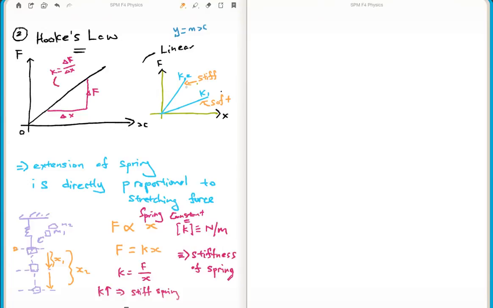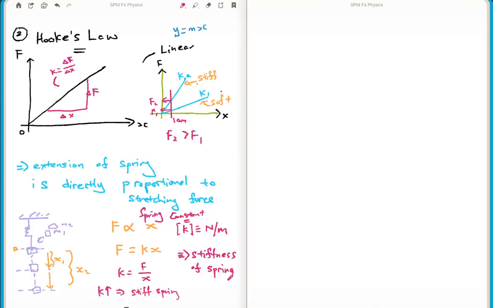Because in order to get 1 centimeter, you need a very high force value, by judging here. I mean, for the same value of length, the magnitude of force here and here is different, right? This is F1, this is F2. Of course, F2 must be greater than F1. You need a lot of force in order to elongate 1 centimeter.